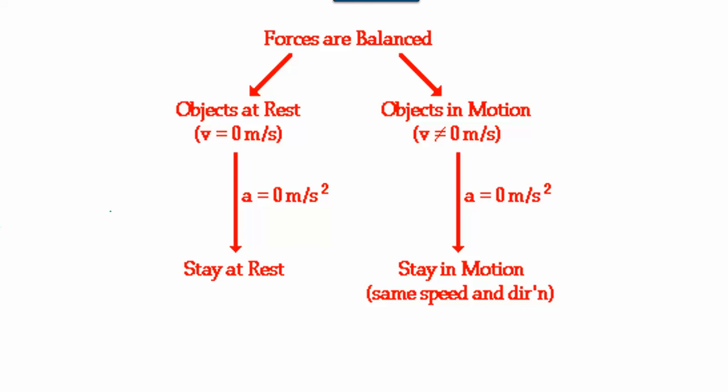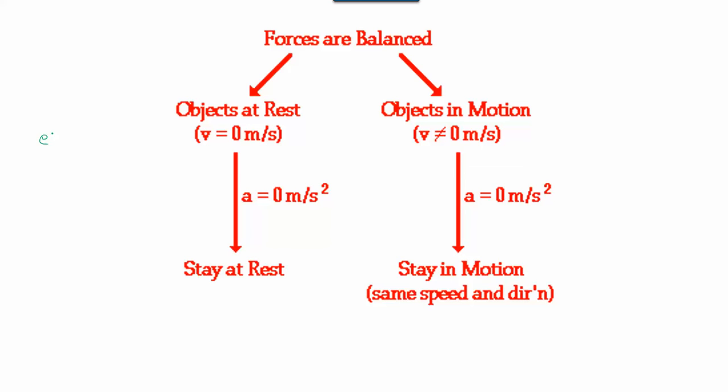So here we're seeing a little flow chart. If forces are balanced, there are two possibilities that could be occurring. Possibility number one is the object is at rest, meaning its velocity is 0. And if the forces are balanced, it will also be experiencing no acceleration. So acceleration equals 0, and that means the object will stay at rest. And this is what would be the case for, say, a bowling ball.